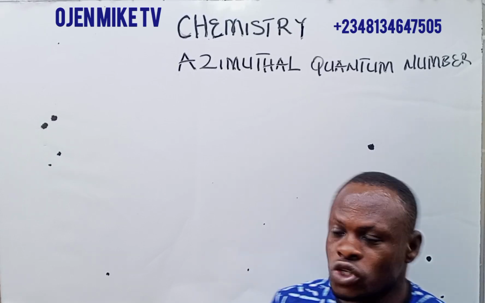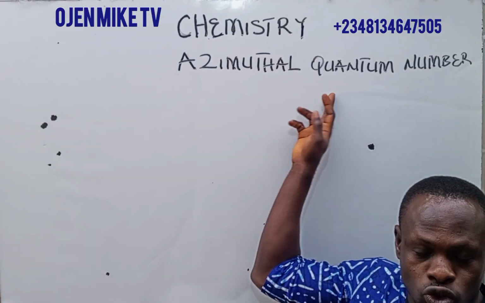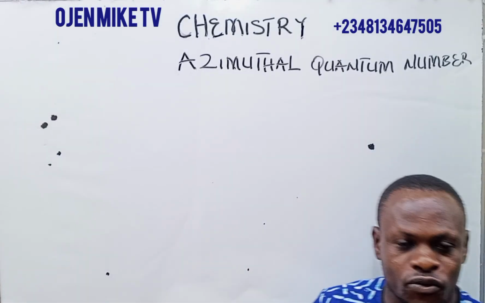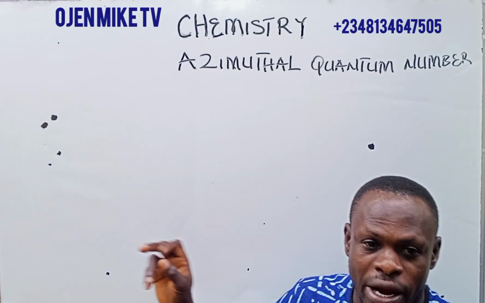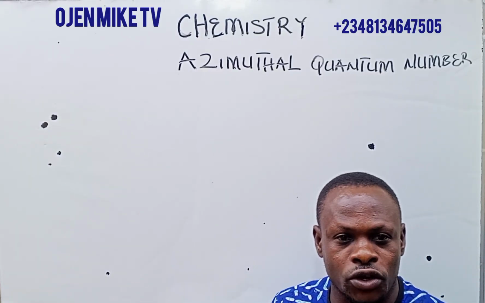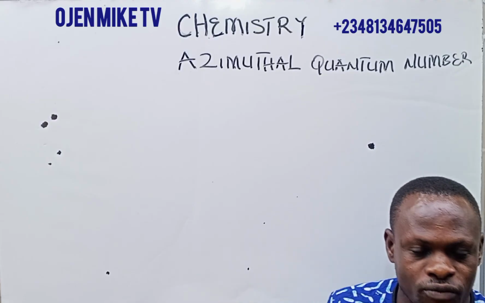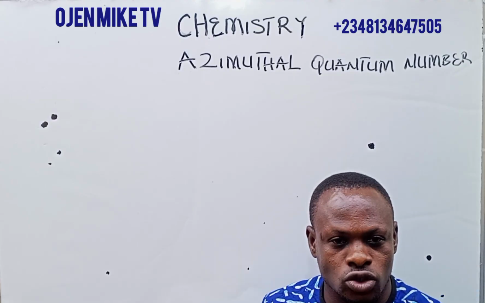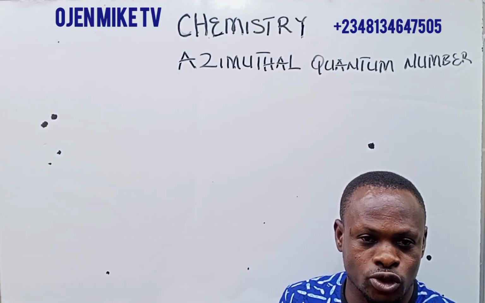Hello viewers, in today's video we want to look at the azimuthal quantum number. Remember, in our previous video we already looked at what a quantum number is and what the principal quantum number is, and in our subsequent video we are going to look at the magnetic quantum number and the spin quantum number.